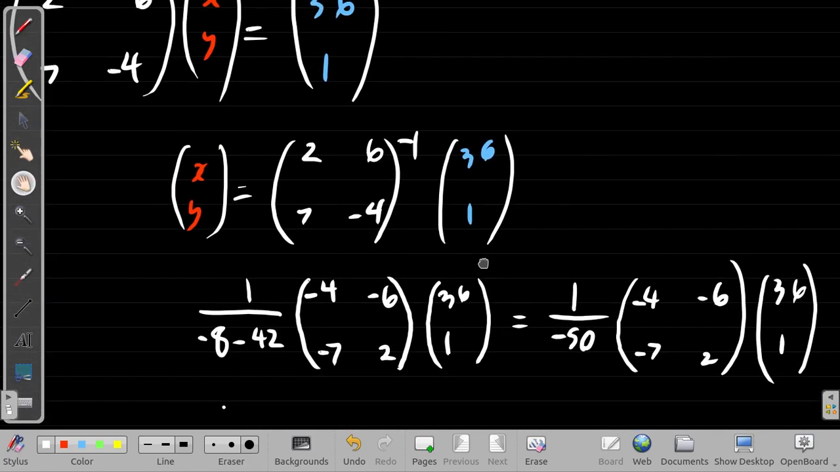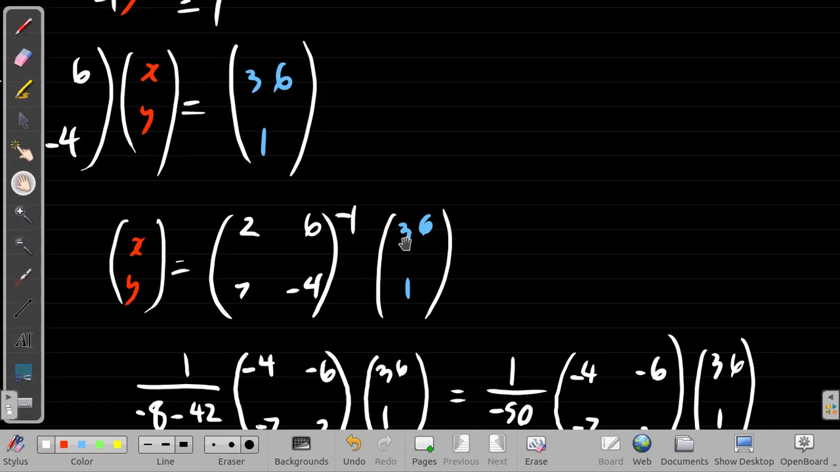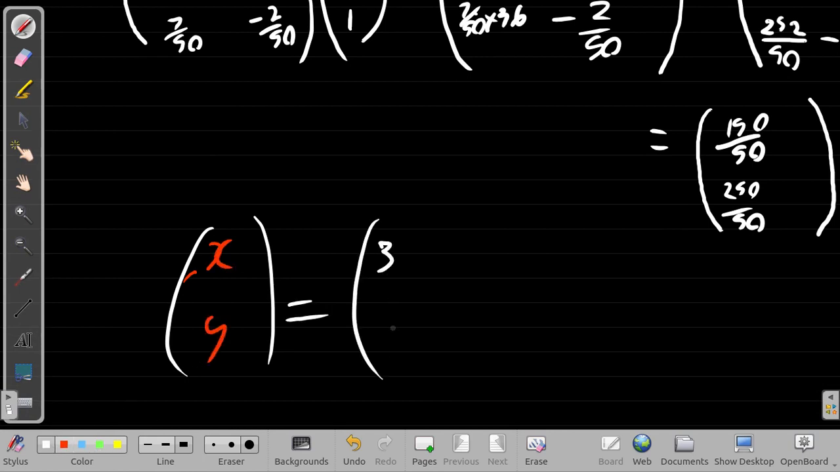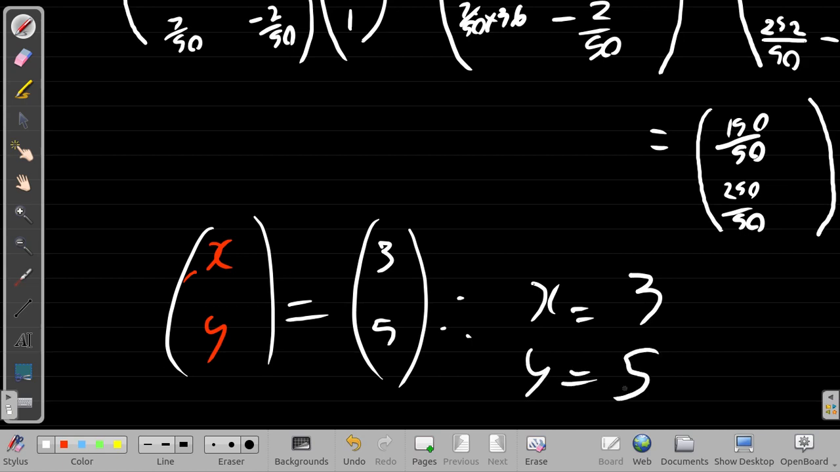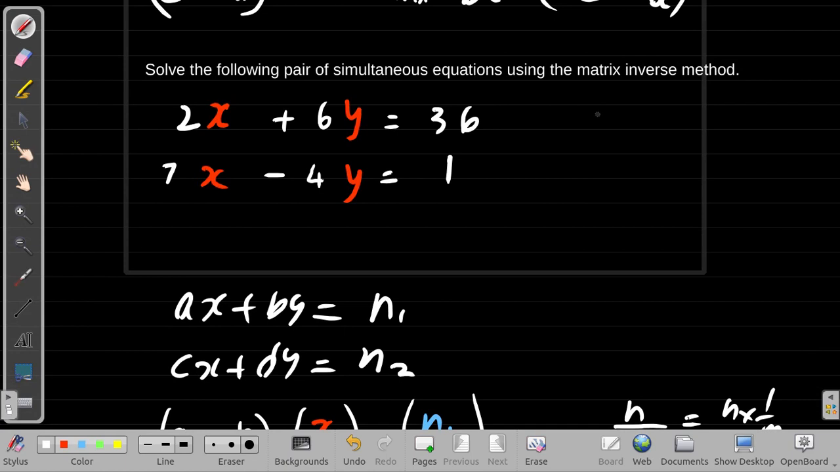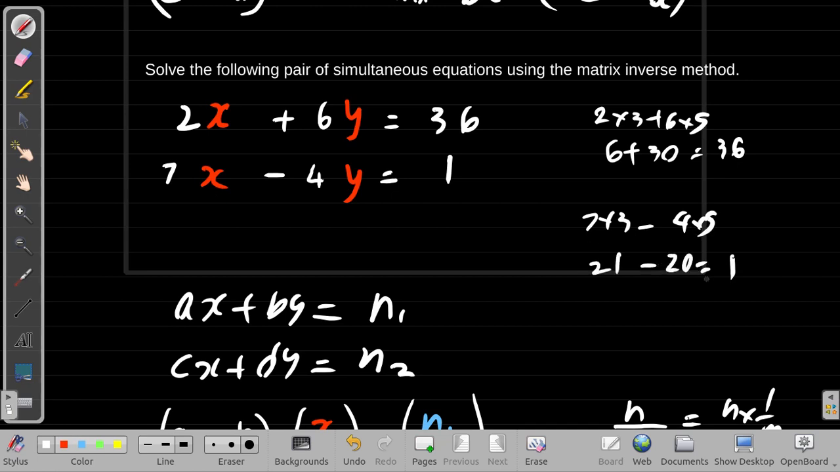So therefore, the matrix x, y that we have up there equals 3, 5. So x equals 3 and y equals 5. There we have the answer. You can test it too, just to make sure everything is alright. With x equal 3 and y equal 5: 2 times 3 is 6, and 6 times 5 is 30, 36. The first equation is alright. 7 times 3 minus 4 times 5 is 21 minus 20, equal 1. Good. So we see x equals 3, y equals 5. So we get the answer.